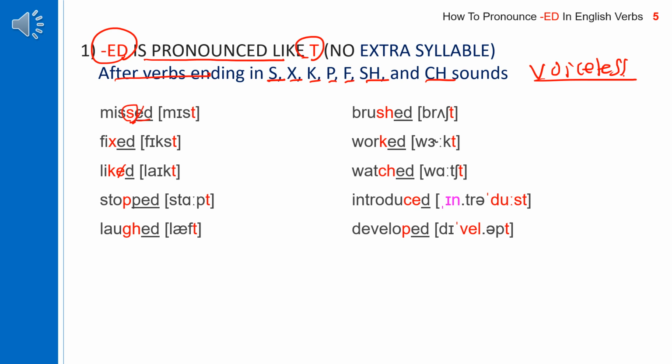Remember, after a voiceless consonant, this ed sounds like T. One more time, missed. You don't have to say missed with an extra sound, just say T. Missed, fixed, liked, stopped, laughed, brushed, worked, watched, introduced, developed.